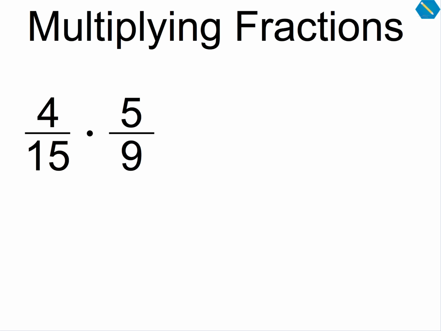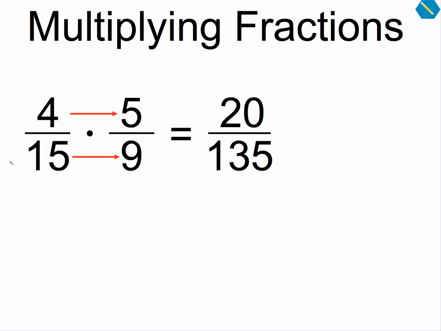So here we have 4/15 times 5/9. When you're multiplying fractions, all you need to do is multiply straight across. So you'll multiply the numerators and then you'll multiply the denominators. You don't even need to find a common denominator. You can just multiply right away. So 4 times 5 in the numerator would be 20, and 15 times 9 in the denominator would be 135.